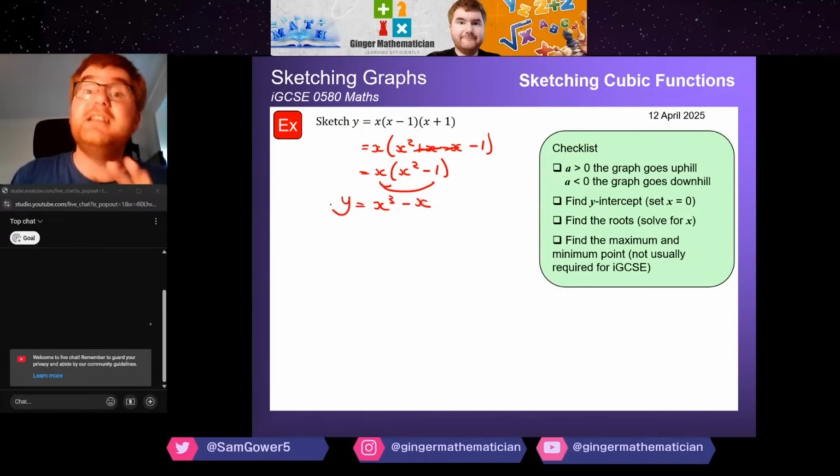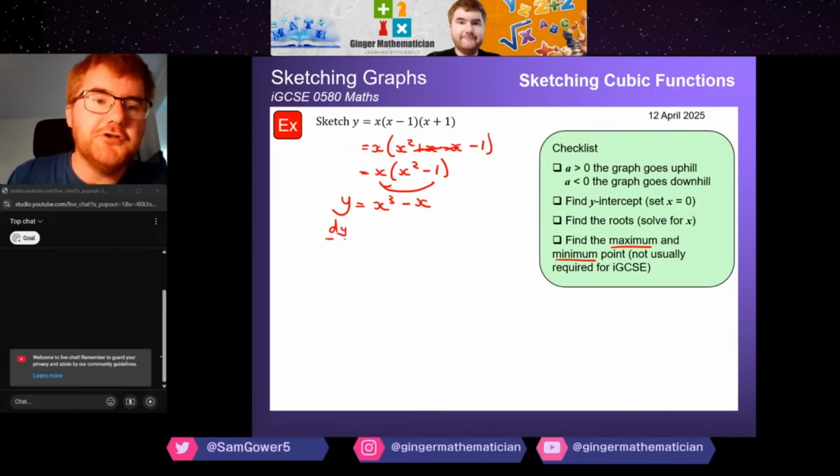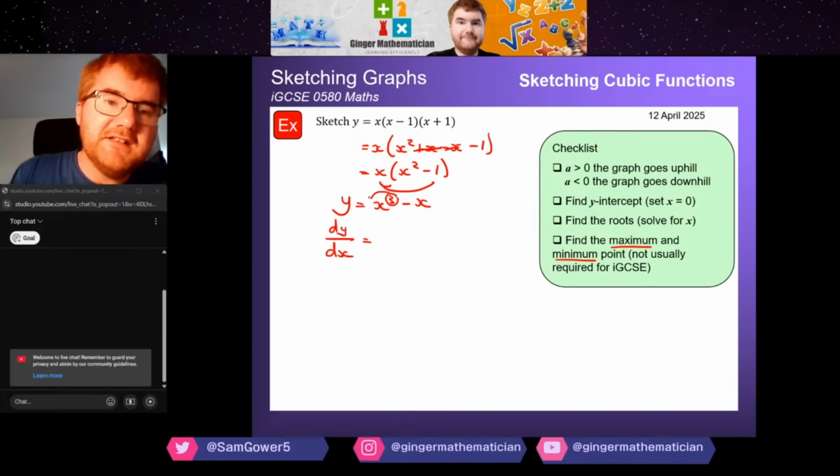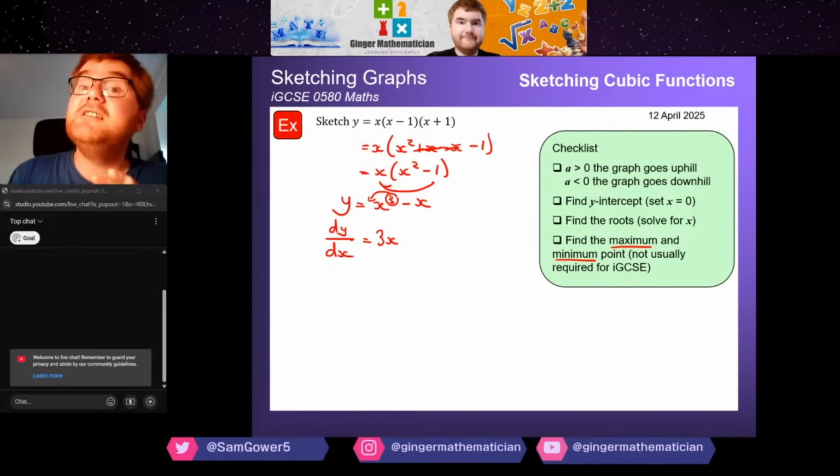Now, to work out the maximum and minimum points, we have this method called differentiation, which some of you have talked about in the chat already. So how do I differentiate this function? How do I work out dy by dx? Well, we take the 3, bring it to the front, so that gives us 3x, and then we reduce the index by 1. So we go from 3 to 2, just like that.